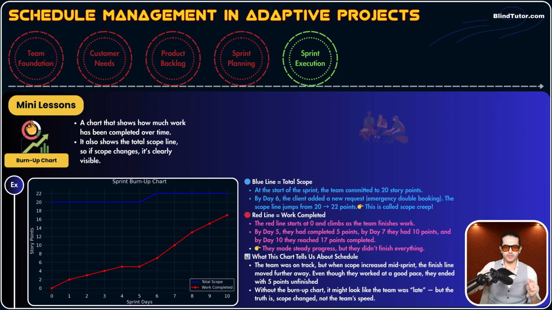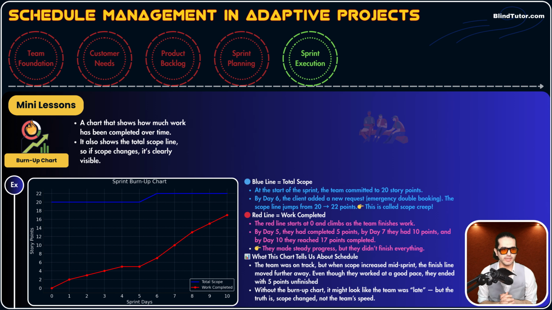In burn down, the chart showed us the amount of work that is remaining, the amount of story points that is remaining. But here we see the amount of work that has been completed. So burn up chart is an upward chart, but burn down is a downward chart. But this is not the main difference, guys. The main difference is burn up chart helps us detect scope creep.